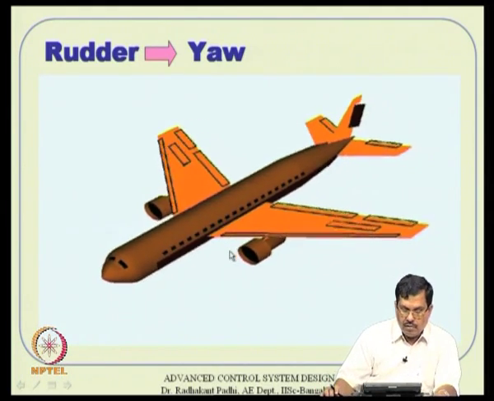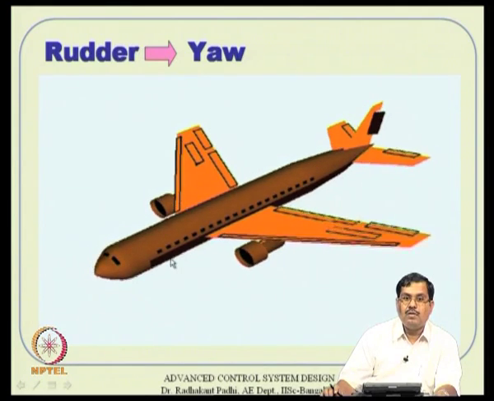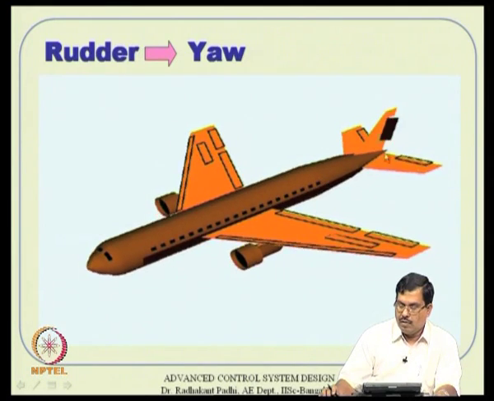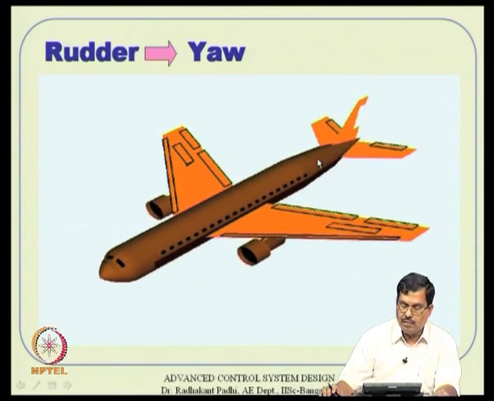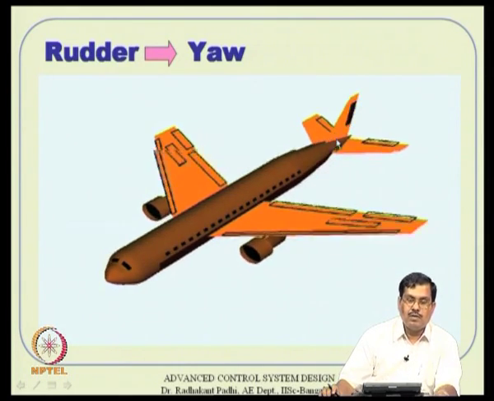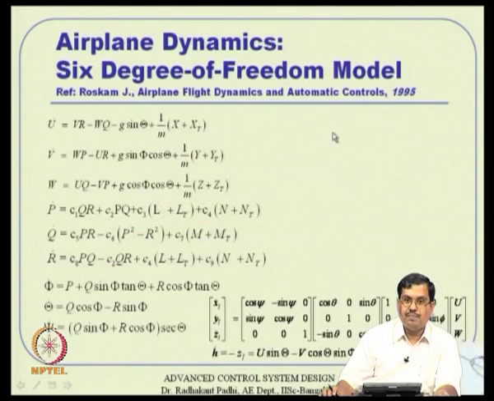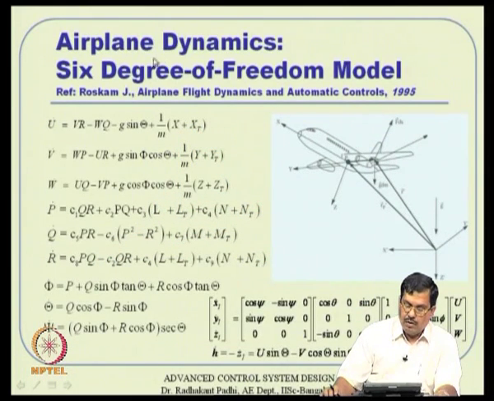If the guidance thing is also in action, then the reference command to follow and all that comes from there, and all these control surface deflections we have to create appropriately actually. That is the problem of so-called control system design for aircraft or autopilot design actually. Okay. While doing that, we have also derived this what is called 6 degree of freedom model of the aircraft.